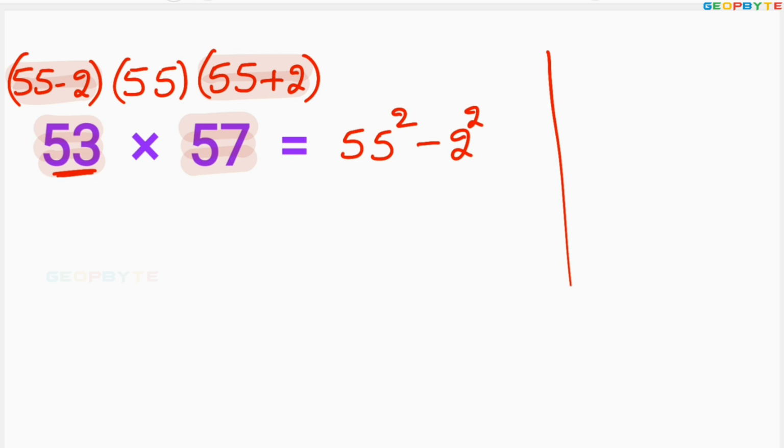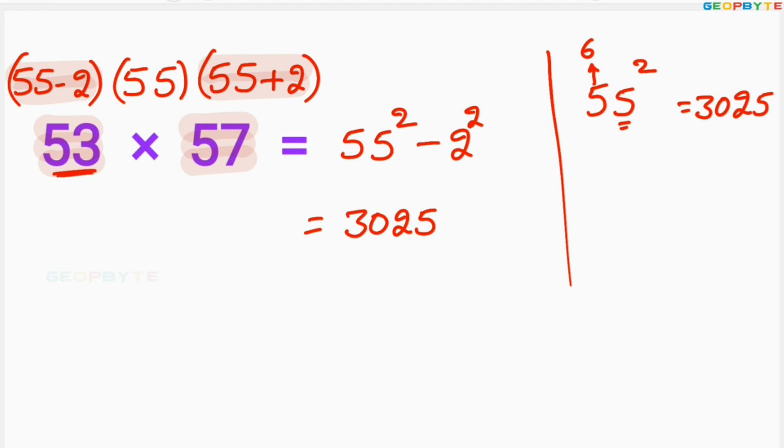You know how to square a number with the last digit 5. It is like this, 55 square. You just write 25, the square of this 5. Then you multiply the digit in the tens place with the next higher number, that is 6. 5 into 6 equal to 30. So, anyhow, 3025 minus 4, it is equal to 3021. I hope all of you clearly understood.